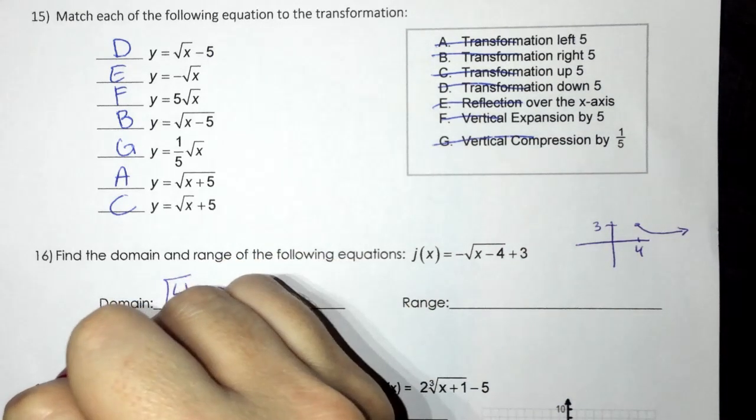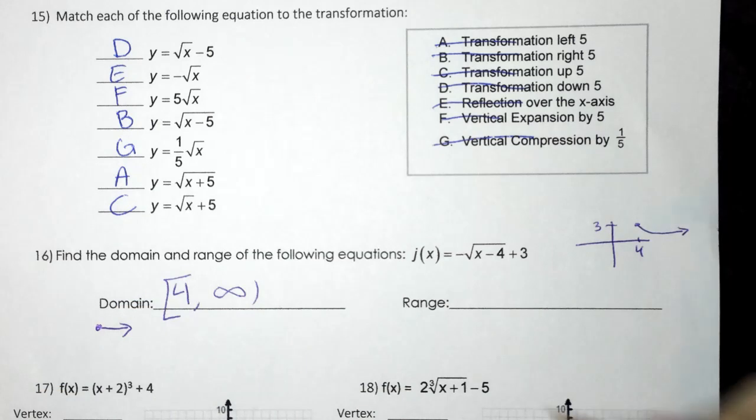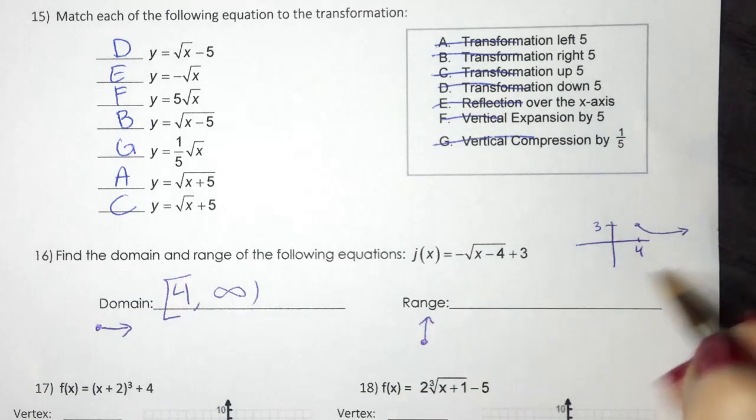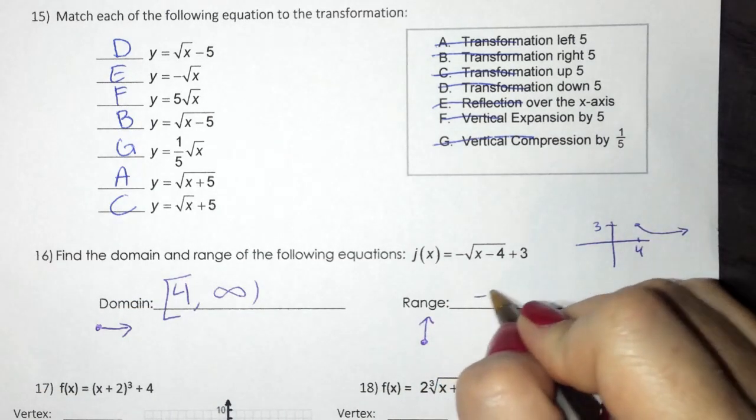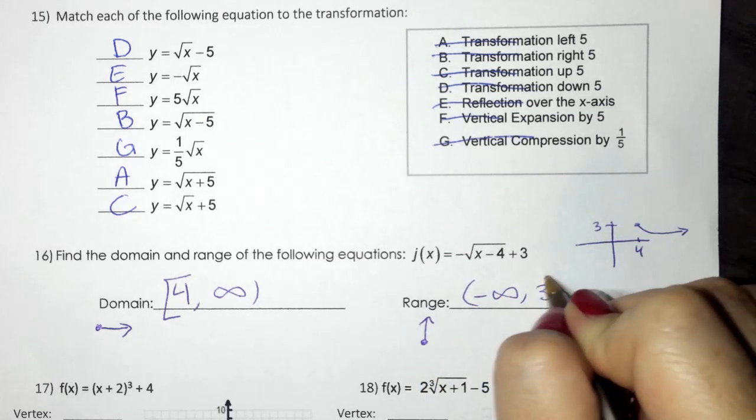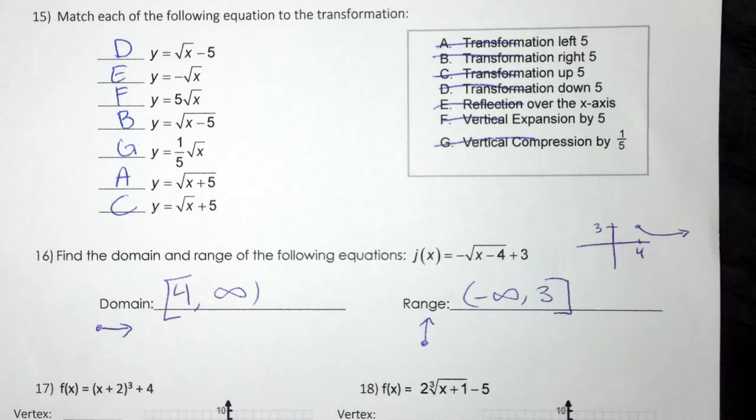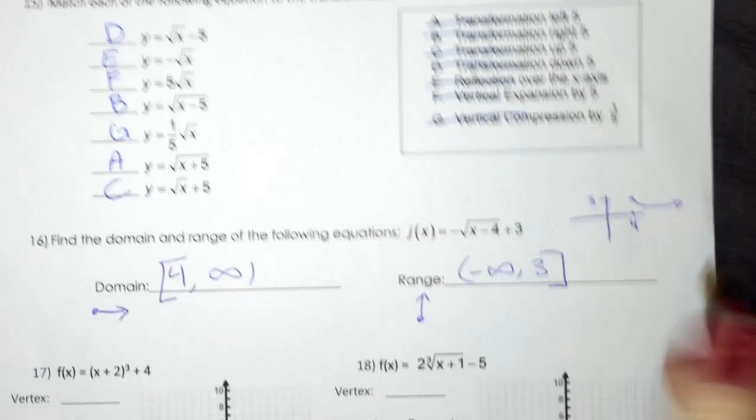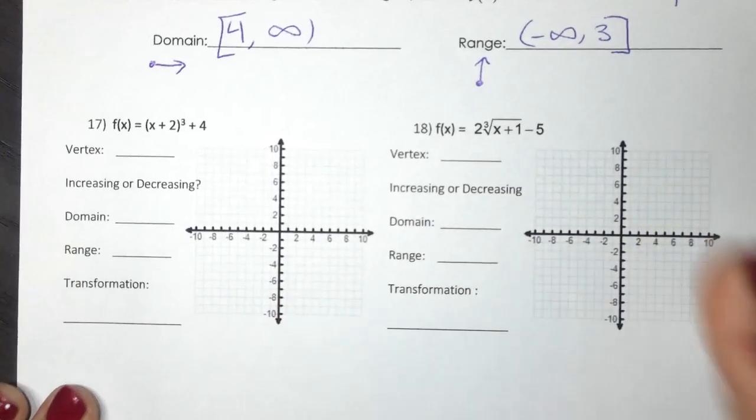So remember, we start left and work our way right. Now range, we start at the bottom and work our way up. Well, it's going to go down forever super slow, so -infinity, and then it goes up to 3. Remember, you could have typed this in your calculator. Okay, last two.